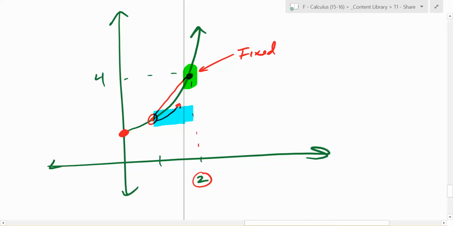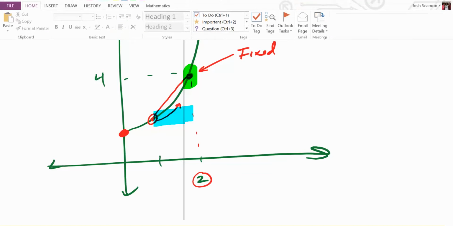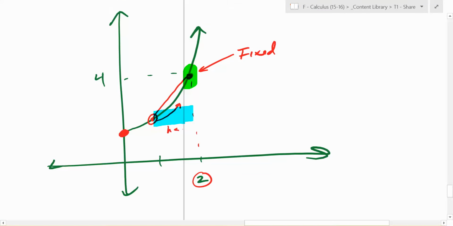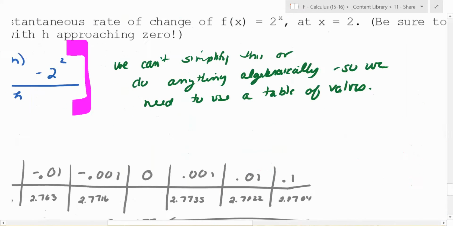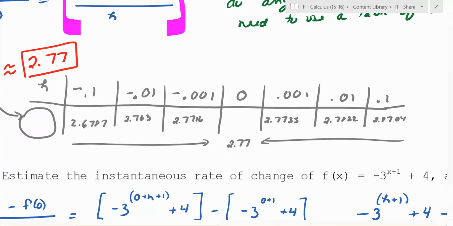So since that's to the left, what is that h value going to be? H is less than 0 here, right? But if you did a point coming the other direction, what's this distance right there? H is greater than 0. So you're making it as small as you want on both sides. And what does this table show over here? It shows that it looks like it's going to 2.77 in both cases. About that. Now it's not exact, but it's really close.